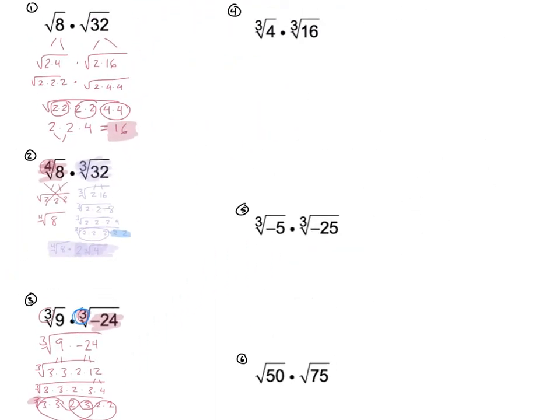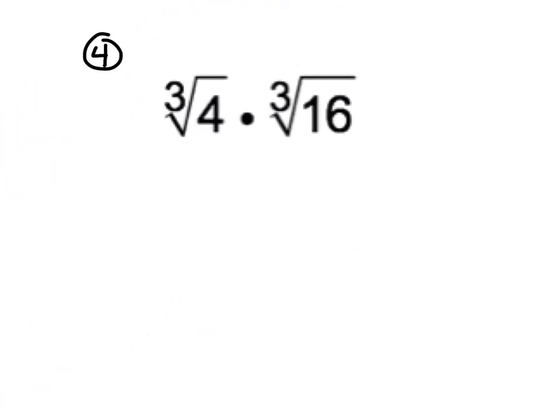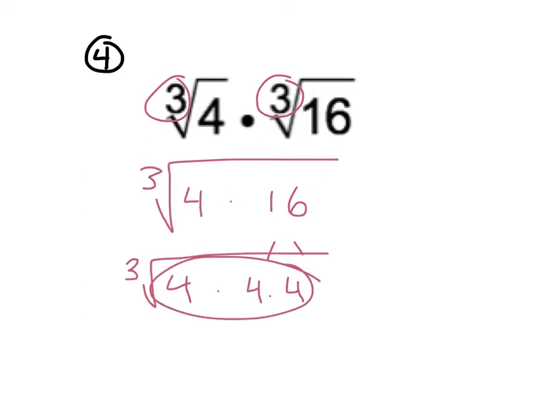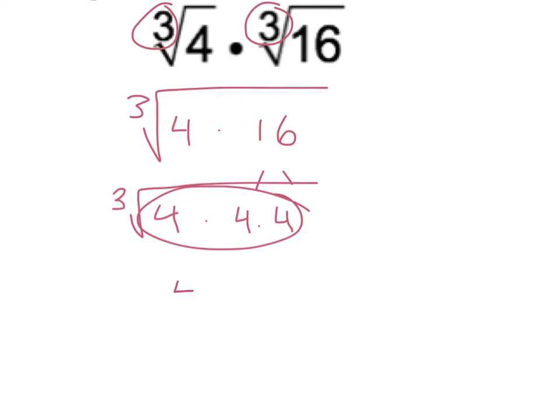So now let's look at number 4. Here we have the same indexes, so we can combine them. So we're going to have the cubed root of 4 times 16. We could break down the 4 into 2 and 2, or we could just leave it as 4, and 16 breaks down into 4 and 4. And now we already have our group of 3 that we can circle, so we're just going to take out a 4, and that's our final answer.